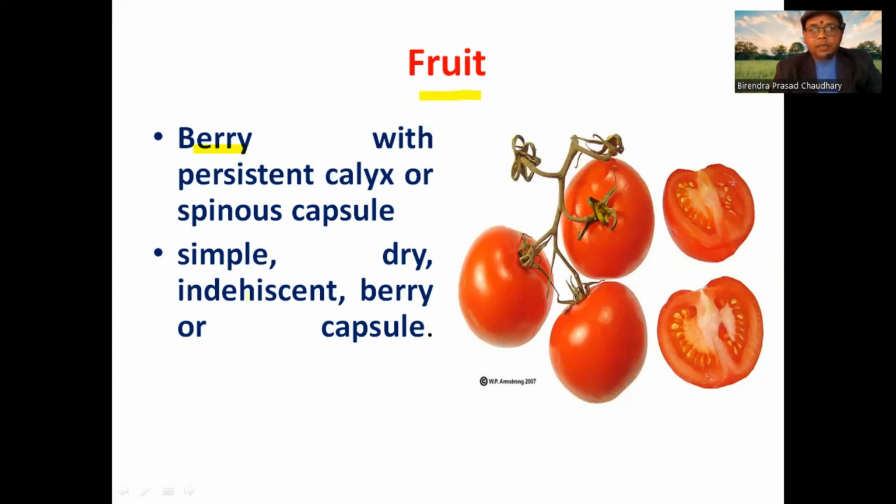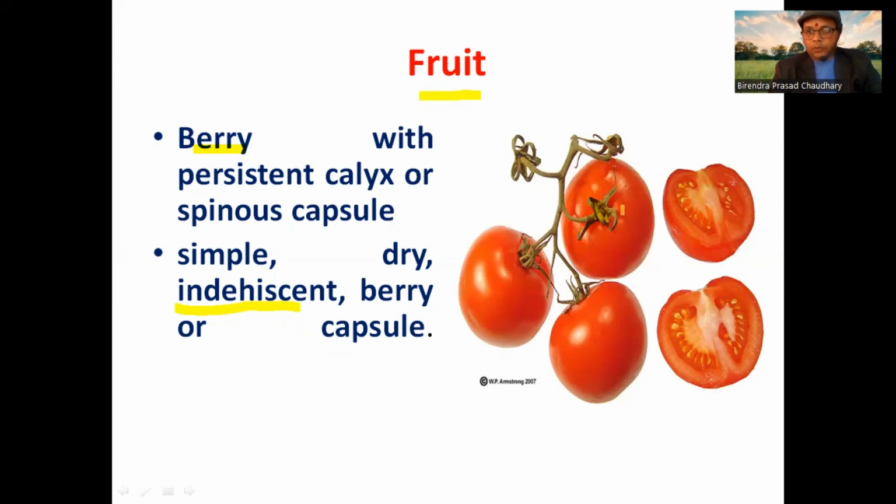Dry and indehiscent means they cannot be opened themselves. In some plants, the fruit is opened due to external factors, and the seeds are liberated out. But the fruits of this family are not dehiscent themselves, and they are capsule form. So these things you have to consider. Like this is the fruit of Lycopersicum esculentum, or tomato plant.